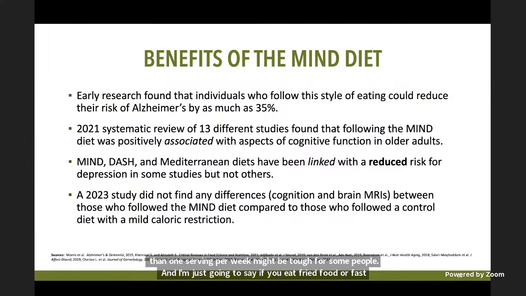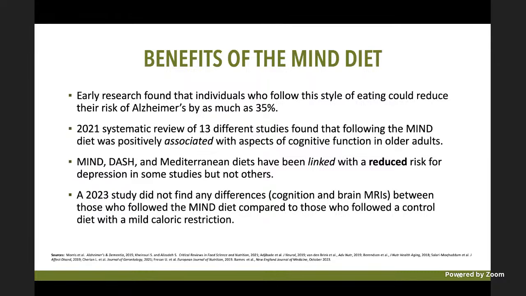But like I said earlier, early research out of Rush University found that individuals who followed this style of eating could reduce their risk of Alzheimer's by as much as 35%. One systematic review published in 2021 found that following the MIND diet was positively associated with certain aspects of cognitive function. Either it improved or it didn't decline. And all three of these eating styles have been linked with a reduced risk for depression in some studies, not all.